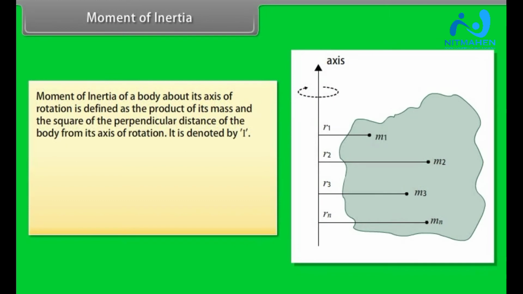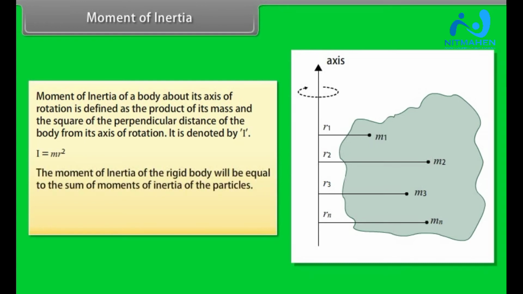Moment of inertia. Moment of inertia of a body about its axis of rotation is defined as the product of its mass and the square of the perpendicular distance of the body from its axis of rotation. It is denoted by I. I is equal to m r square.